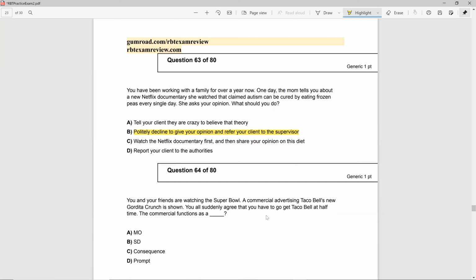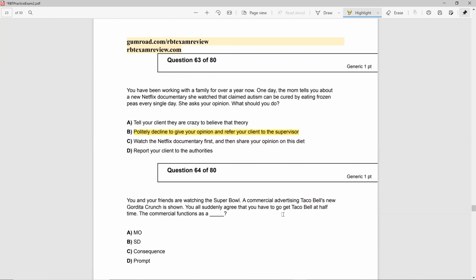However, what did that commercial do? It increased the value of Taco Bell. Therefore, it altered the value, right? And it made us want, so to speak, Taco Bell. It altered our motivation to go get Taco Bell. This commercial did not signal that Taco Bell was available, right?